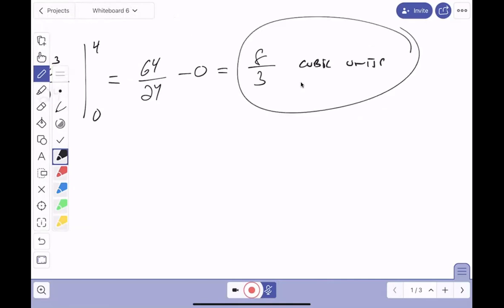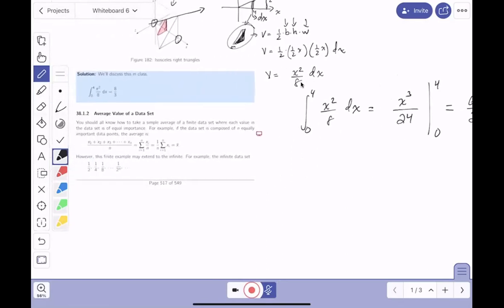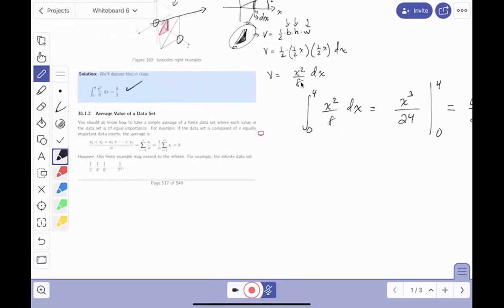I don't know, maybe I made a mistake. Let's go back over here. And what do I see? I see 8/3. What did they do? They gave us a visual. They wrote down the integral, and then they did the integration, right?